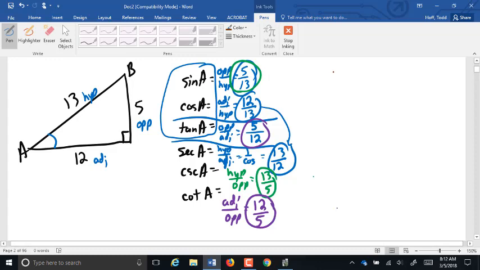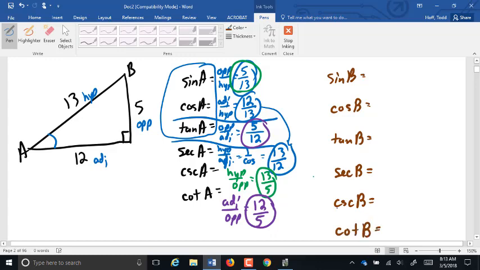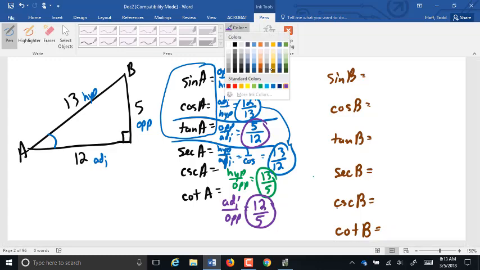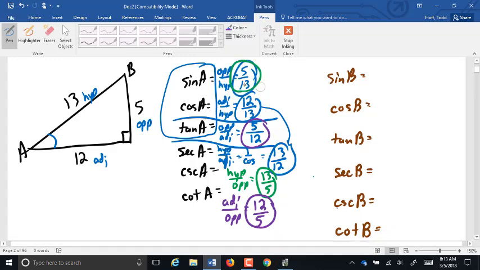So now let's look at angle B. Sine of angle B, cosine of angle B, tangent of angle B, secant of angle B, cosecant of angle B, and cotangent of angle B. Well, without even looking at the sides of the triangle, I know that the sine of B has to equal what? Cosine of A, because A and B are complements.